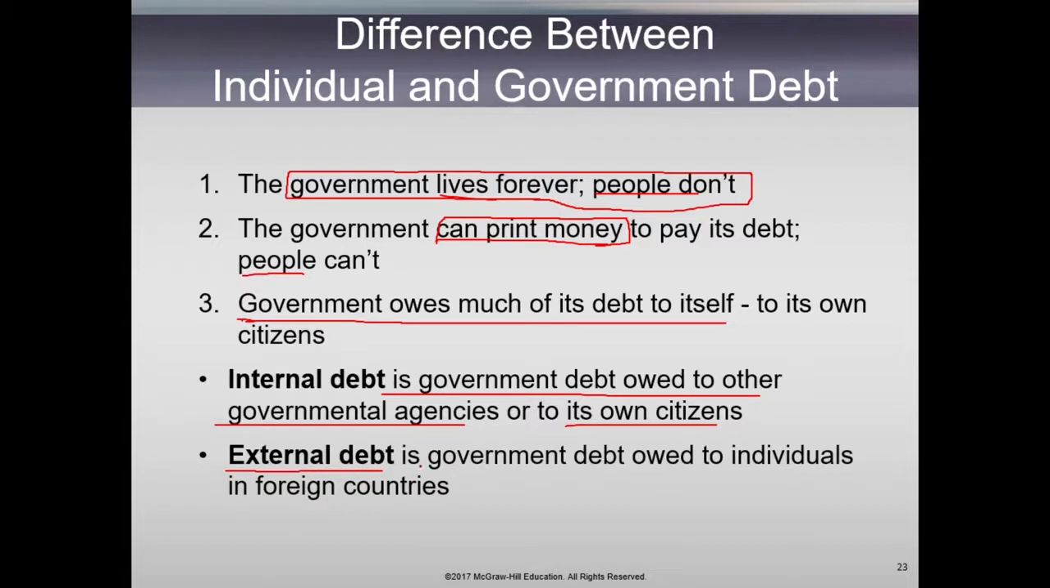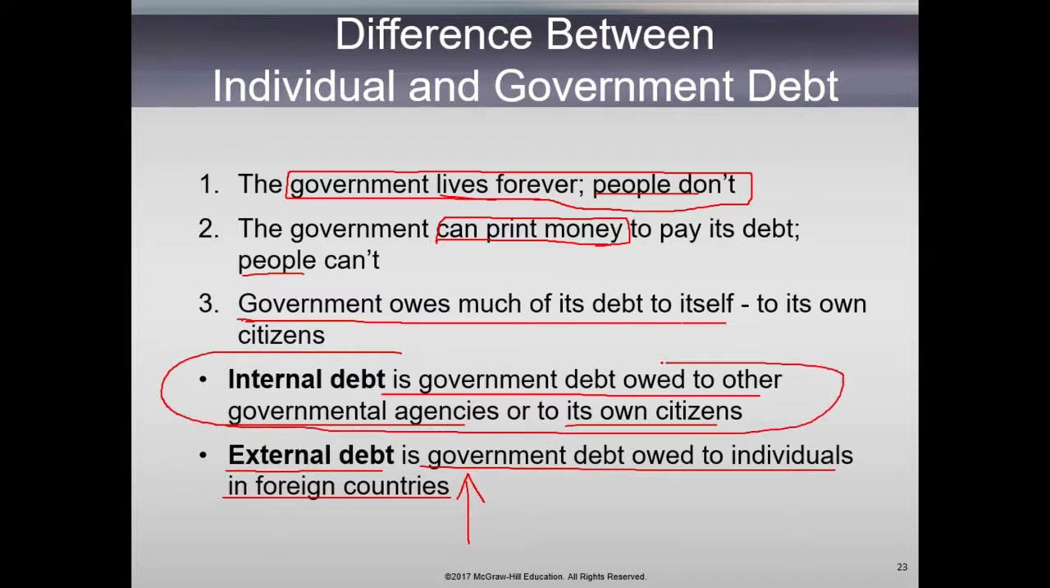External debt is government debt that's owed to individuals in foreign countries. And I can tell you this has increased substantially in recent modern times. If you look at the debt to GDP ratio after World War II, it was as high, if not higher, than it is today. No doubt about it. But it was all owed internally.